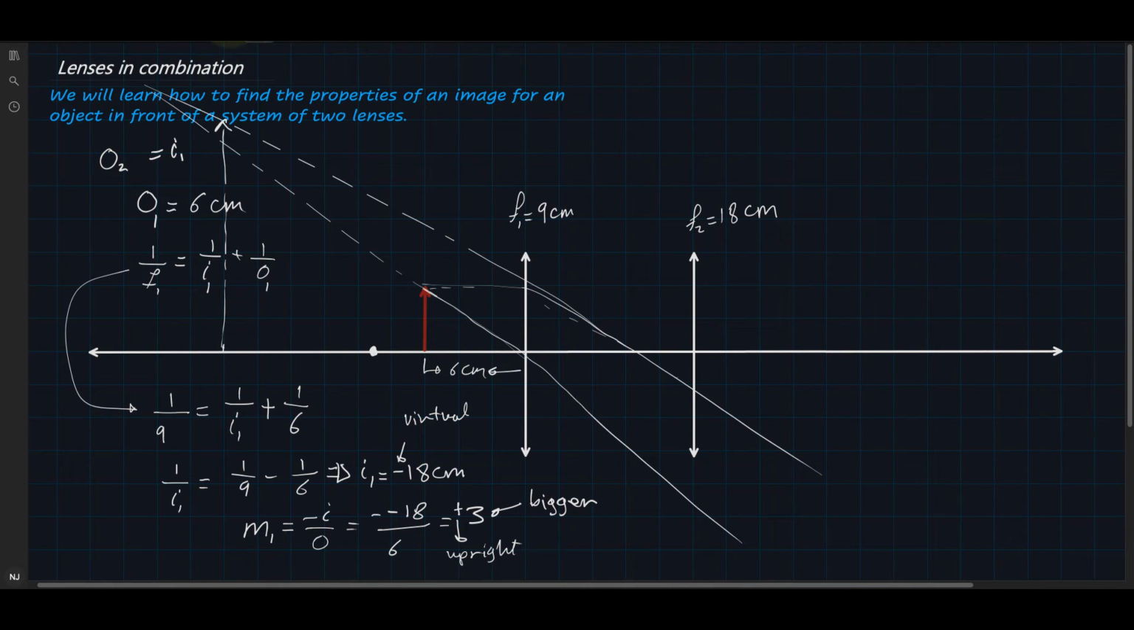Now, how far is object number two from the second lens? The distance between the two lenses is 10 centimeters, so this should be given. If it's 10 centimeters and the image is 18 away from the first one, so 10 plus 18, O2 basically is 28 centimeters, because this is 10 and this is 18 centimeters.